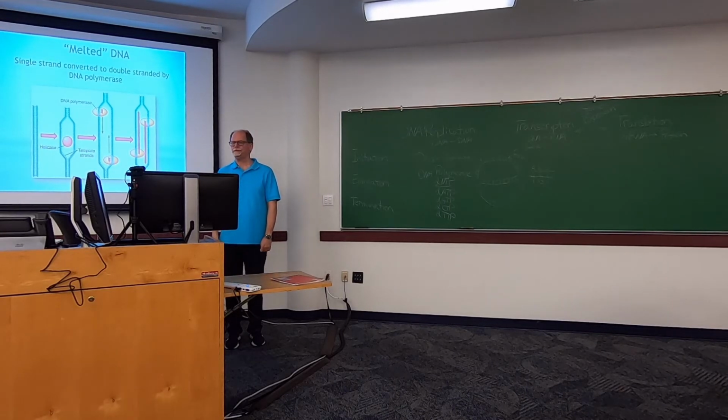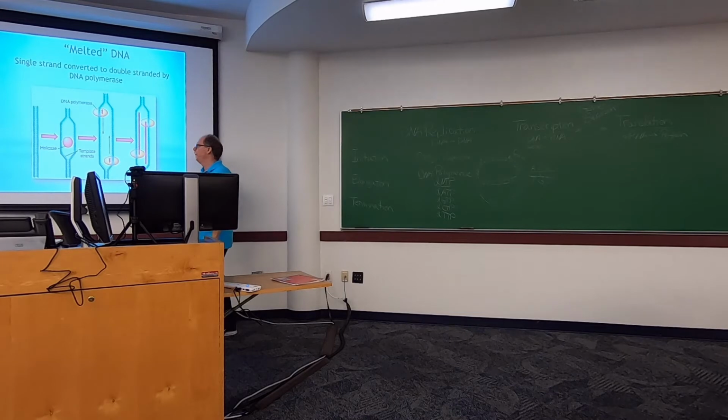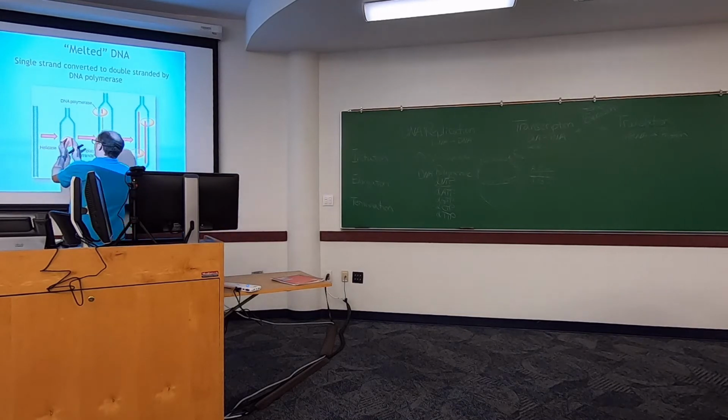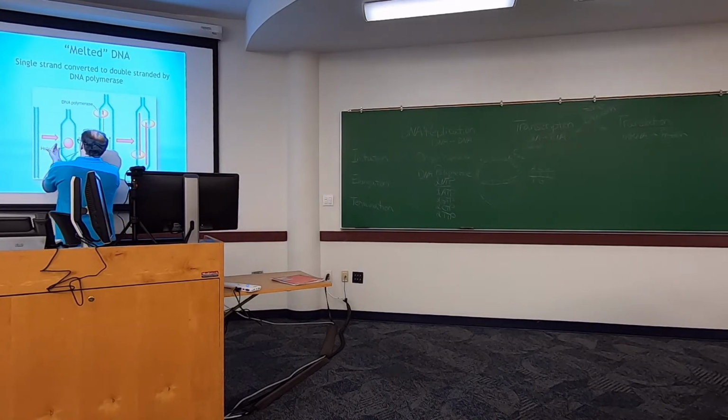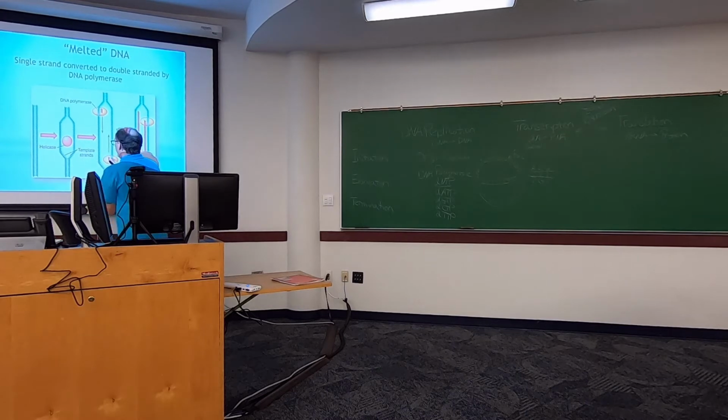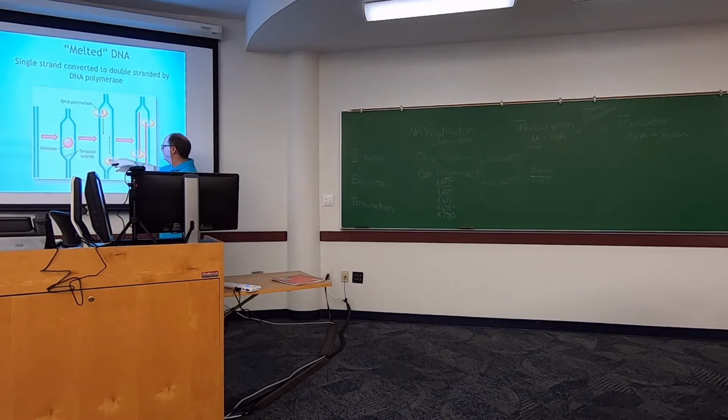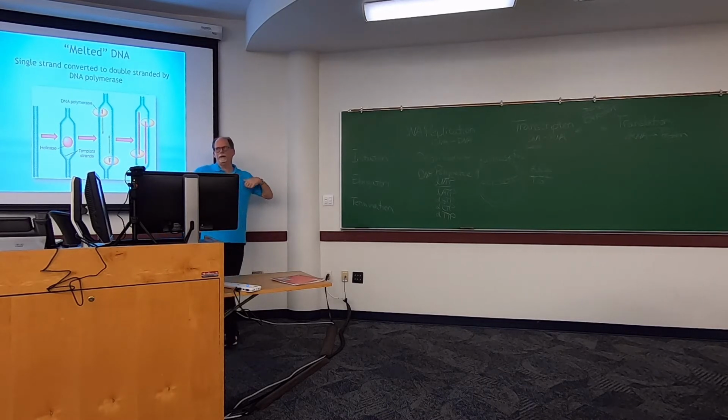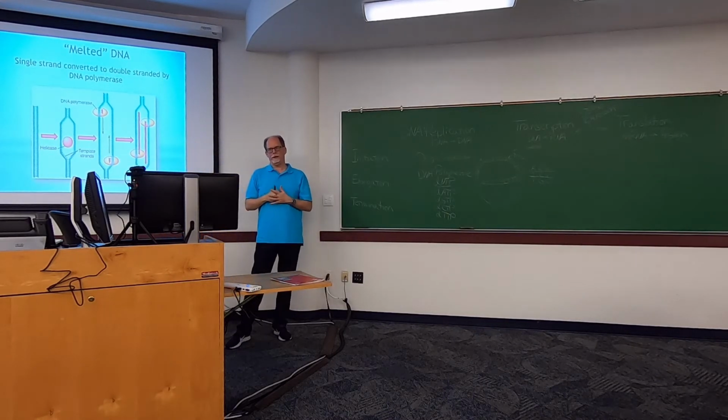When I use the term melt, that's what we mean by separating the strands. And then DNA polymerase is the enzyme that makes a complementary strand of the single strand of DNA. And in the process, it converts the single strand into double strand.